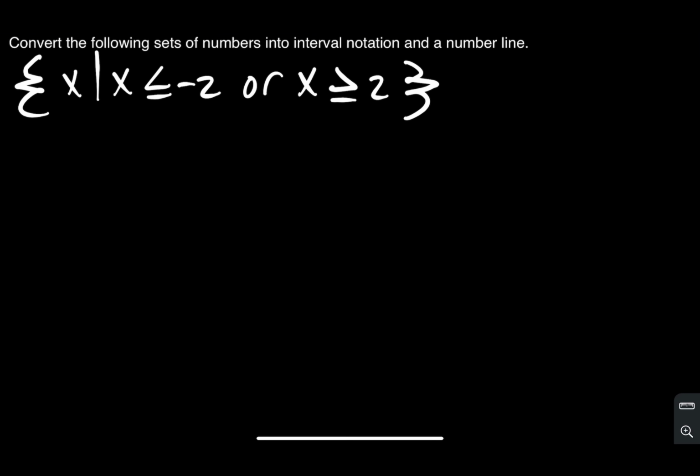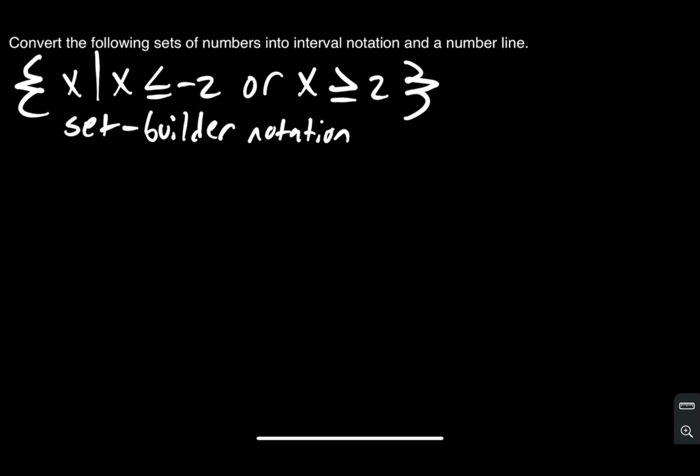In this video, we'll be learning how to convert inequalities in set builder notation into interval notation and a number line. Alright, so for this problem, it says convert the following sets of numbers into interval notation and a number line. So we're given the inequality in set builder notation. And what we want to do is convert it into interval notation and a number line.